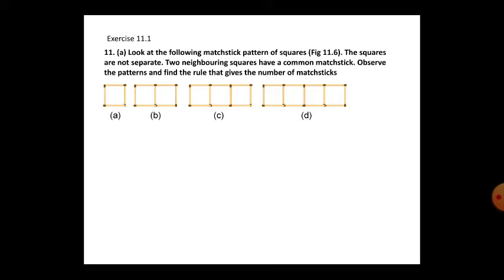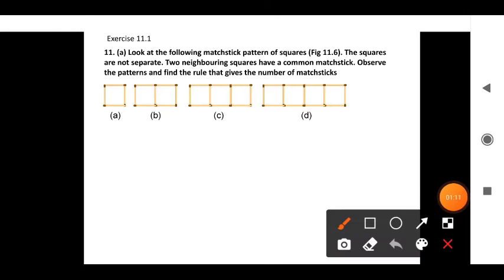See here, you know that to arrange a square using matchsticks, how many matchsticks do you need? It needs four matchsticks. But here in this question, see the second picture, B. There are two squares, and they are joined. If two squares are joined, how many matchsticks are needed now?